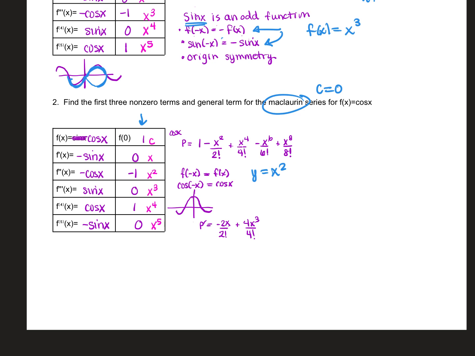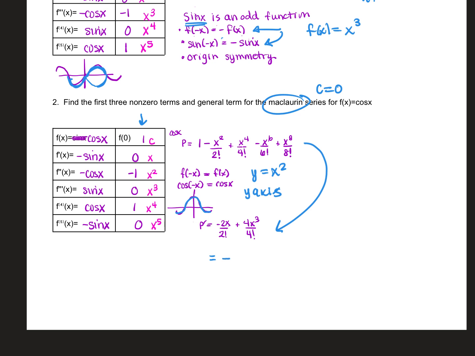That's also true with cosine. Cosine of negative x is cosine of x. And even functions are symmetrical with the y-axis. So you can see right here, cosine is definitely symmetrical with the y-axis. Now notice if you take the derivative of cosine, you're going to get sine back.